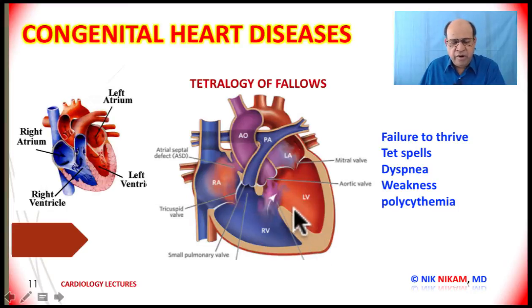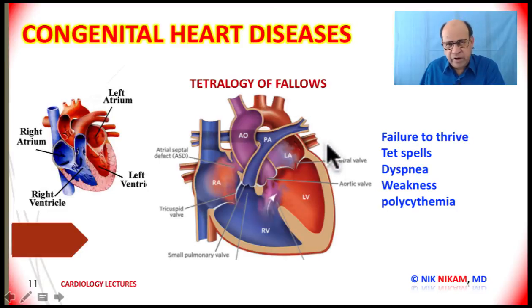Anyway, tetralogy, tetra means 4. Tetralogy of Fallot means 4 abnormalities all encountered in one heart. First, we have pulmonic stenosis. Then there is ventricular septal defect. We have the overriding aorta and also atrial septal defect. All these 4 abnormalities combined together is called tetralogy of Fallot.